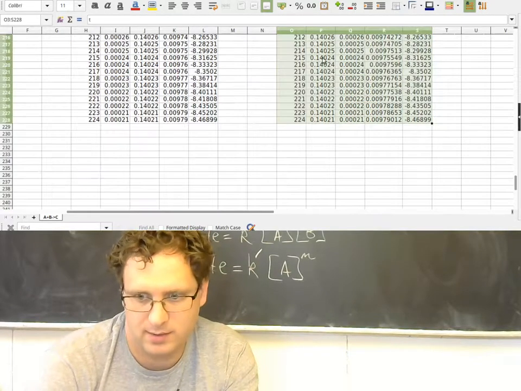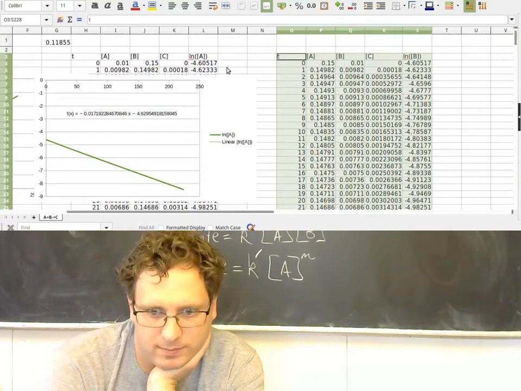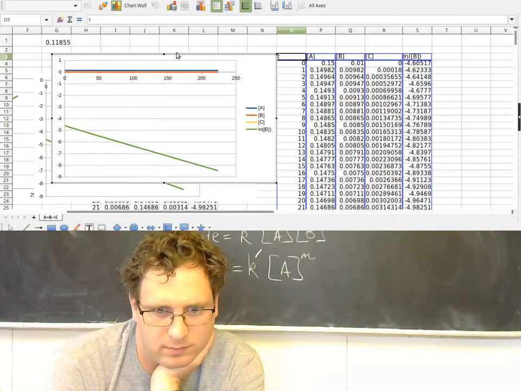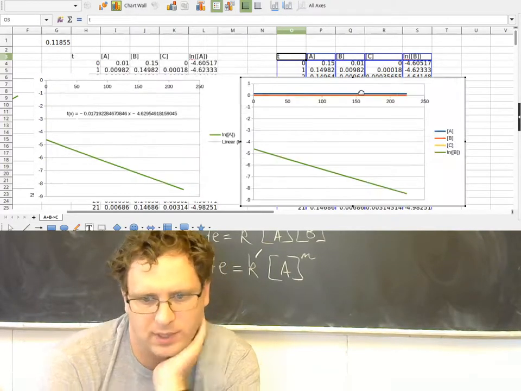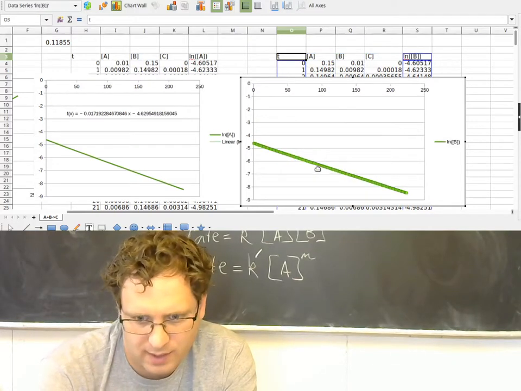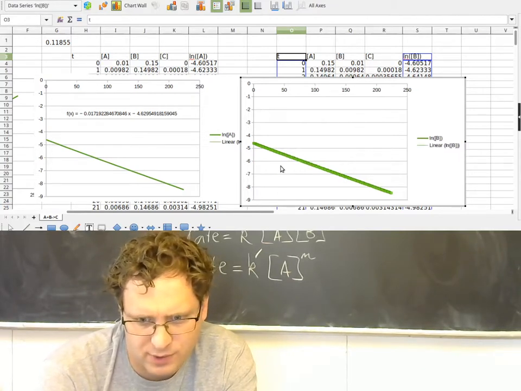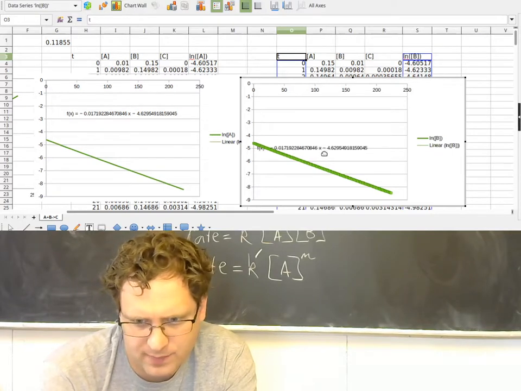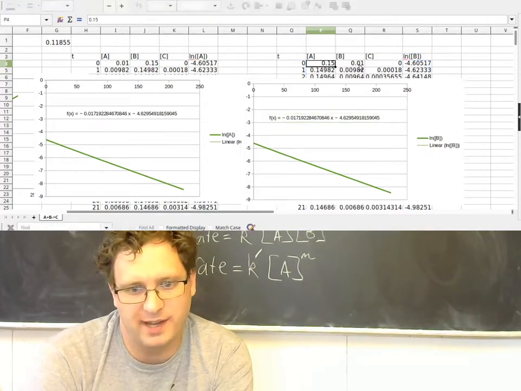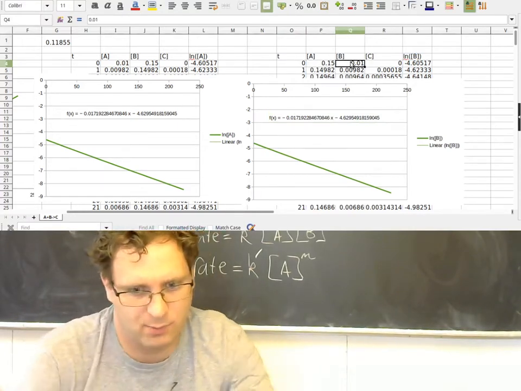And we'll insert the chart. And we see that that natural log of B does indeed look nice and straight. And we can add a trend line, show the equation on the chart. And this trend line actually looks exactly like the one for A because our data are perfect mirrors of each other.